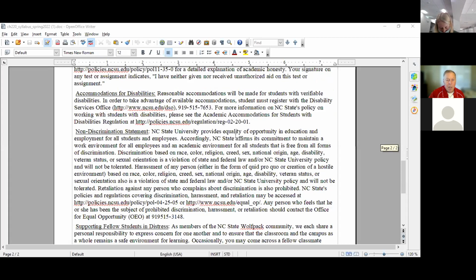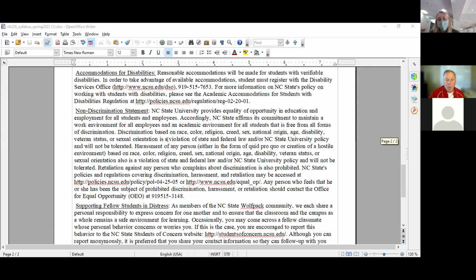Non-discrimination statement: everybody is treated fairly. I am the ultimate ref. I don't care what color you are. I don't care what religion you are. I don't care what sexuality you are, or if you're gay, bi, it does not matter at all. I will have none of that, and it will not be tolerated. Not by me, not by anybody at this university.